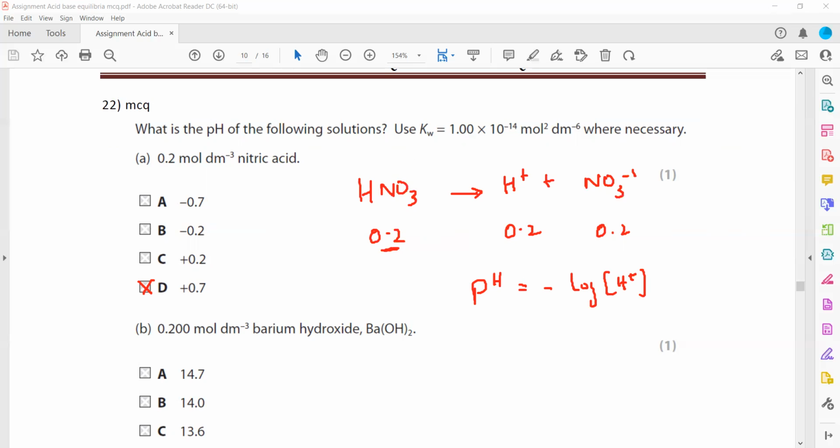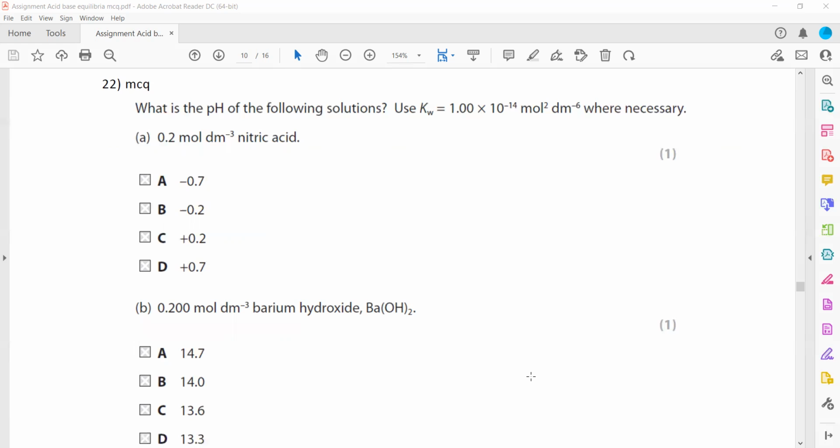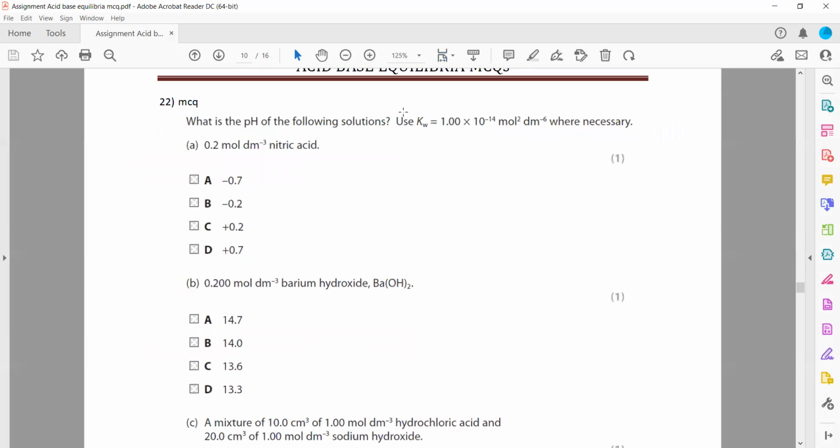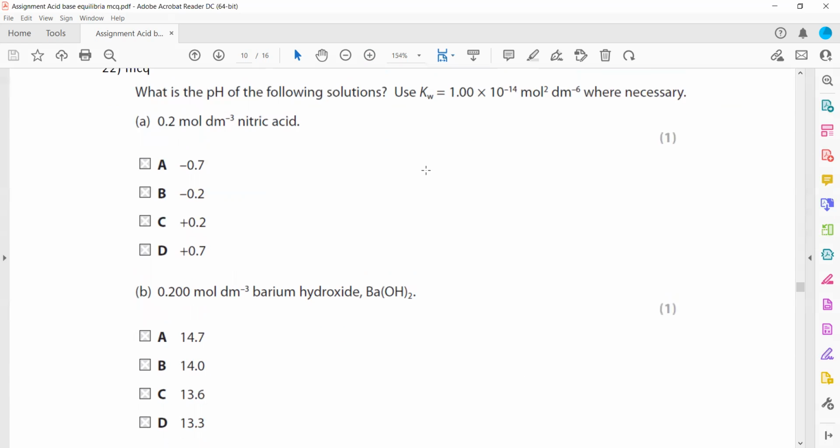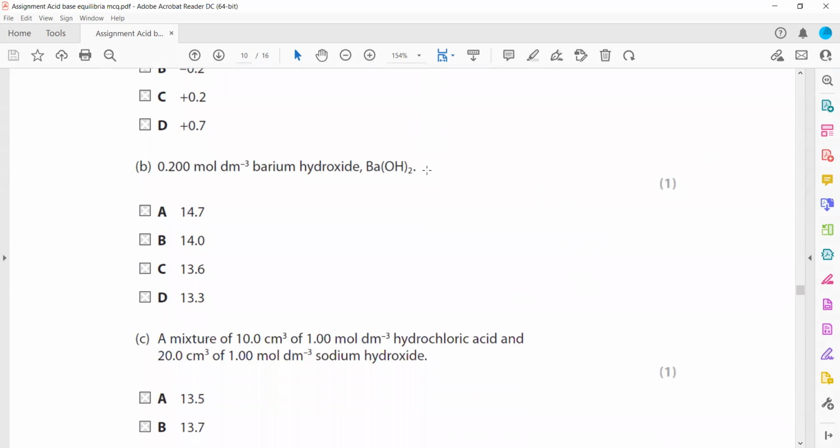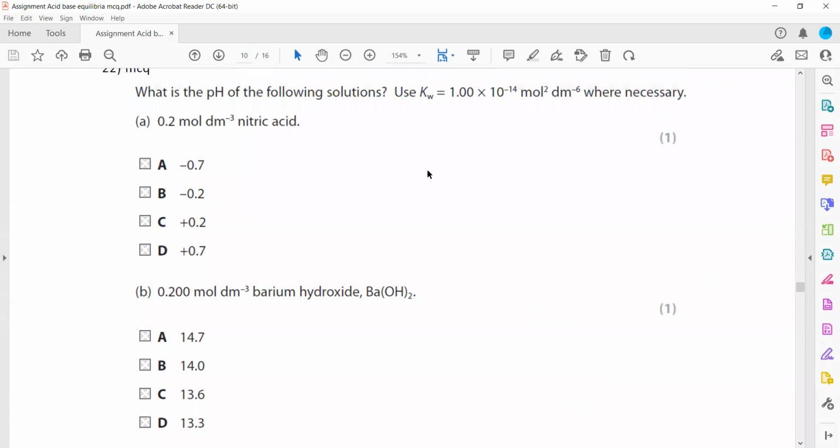The next one, 0.2 mol per dm cubed barium hydroxide. The solubility of hydroxides increases as we go down the group. So how do we solve such a question?